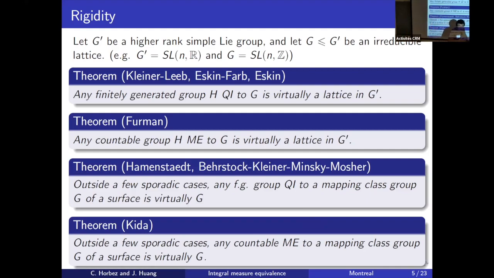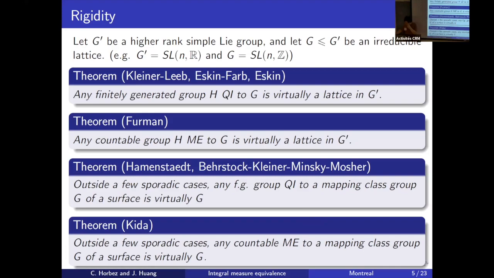It's a slightly weaker form of rigidity. For example, let's think about SL_n(Z). If you take the collection of all groups which are QI to SL_n(Z) or ME to SL_n(Z), they can all sit inside the same ambient Lie group, SL_n(R). So the class of all such groups is uniformized by the same locally compact group. That's the first type of rigidity.